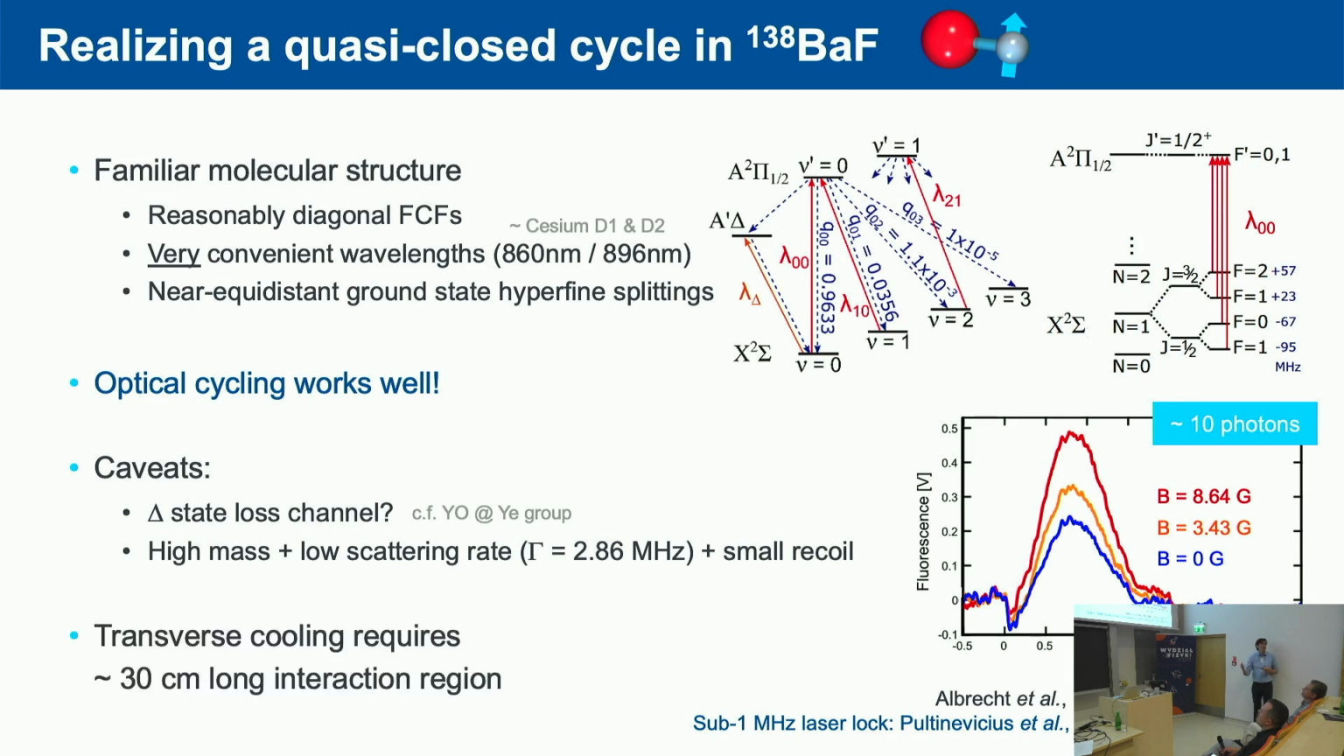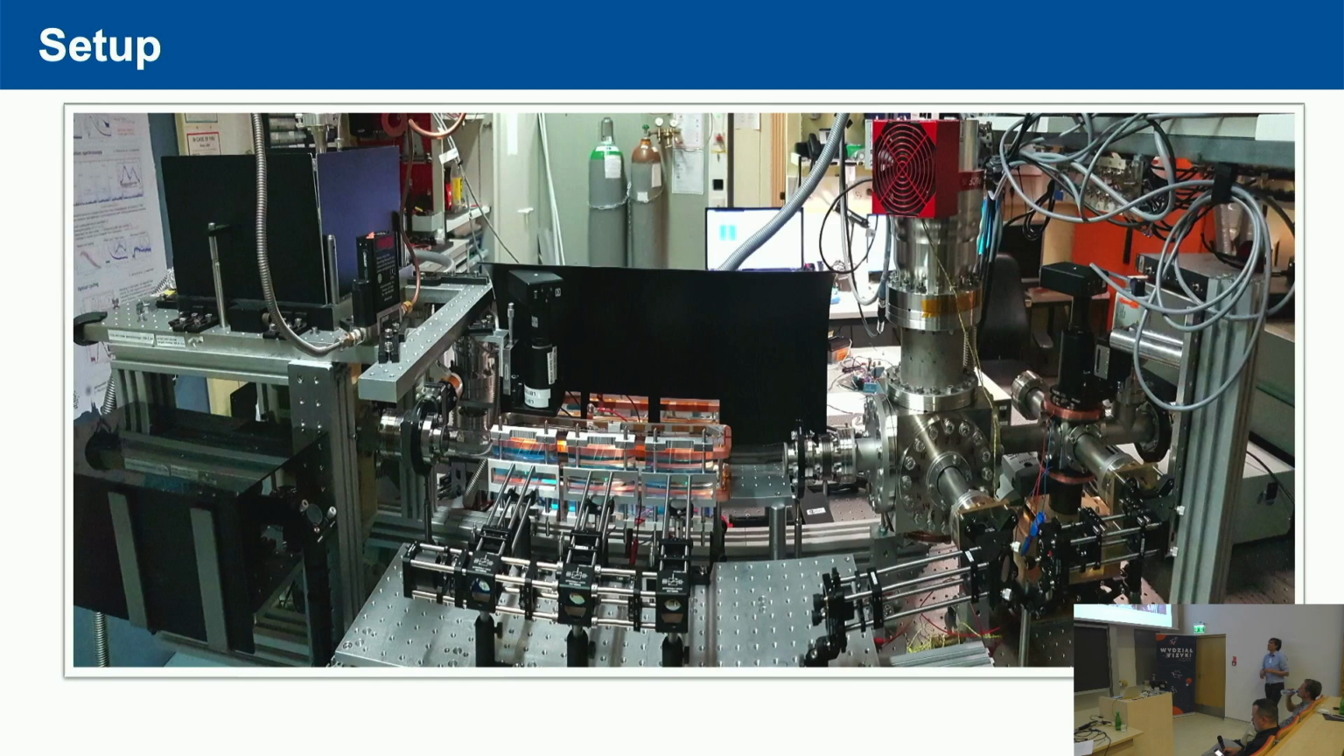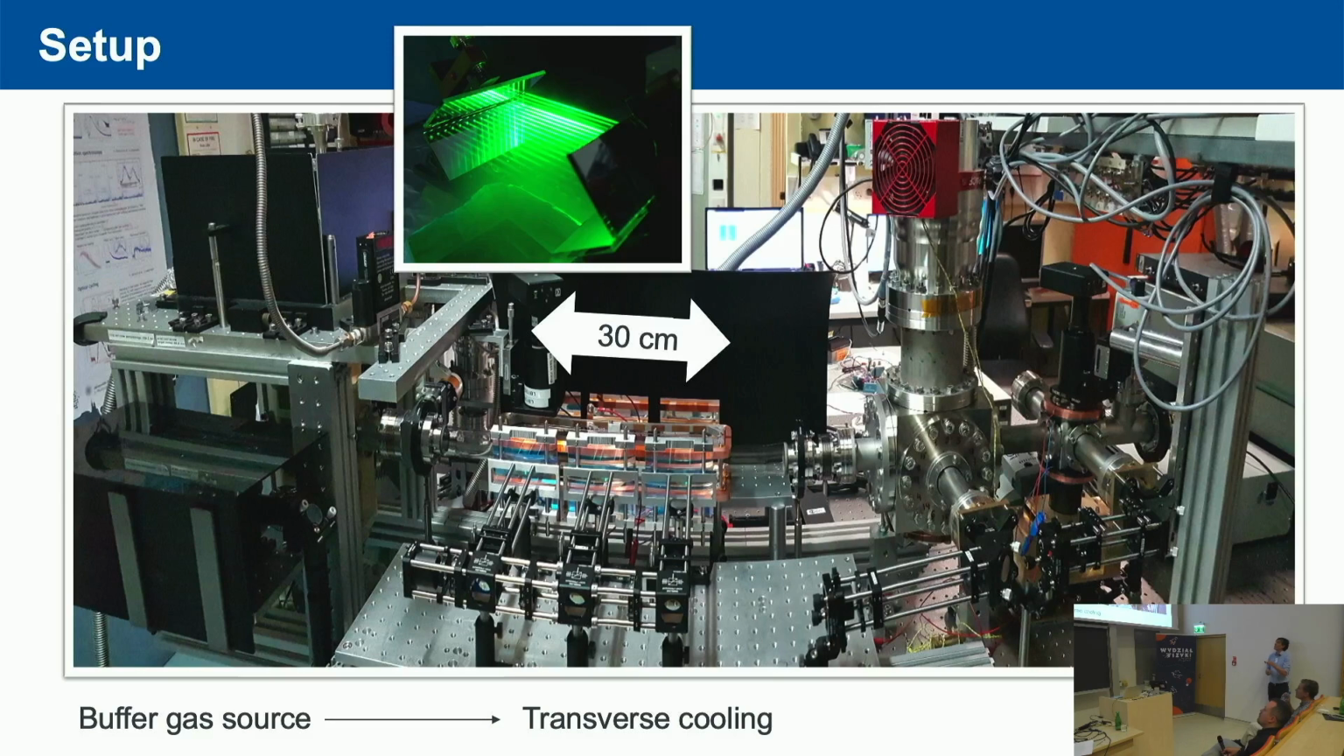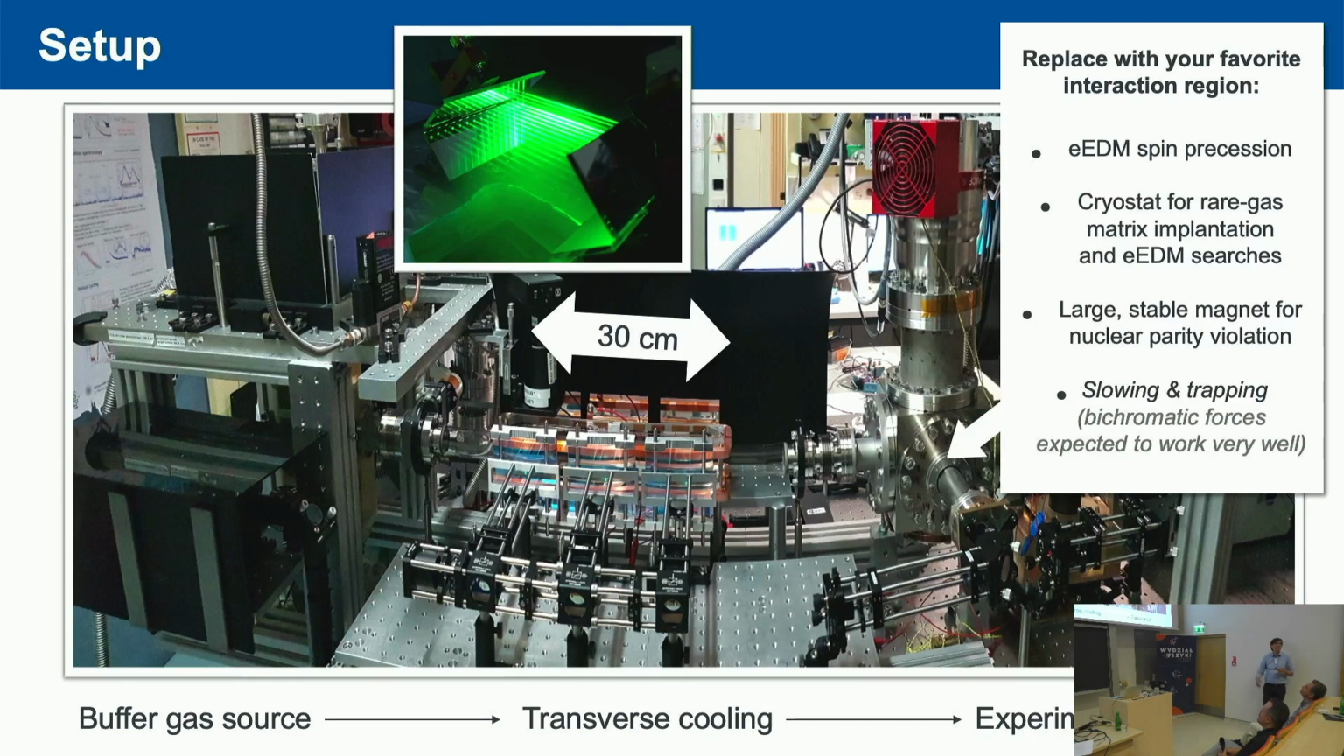And so if you put in the numbers, it turns out just for transverse cooling, you need about a 30 centimeter region. So this is what we had to build. So here's the experiment with the buffer gas source on the left. And then there's this region here, which is 30 centimeters long indeed, where we bounce back and forth laser beams to realize laser cooling. And then in the end, here there's room for experiments, which I'm not going to talk about, but of course you can imagine your favorite precision measurement interaction region here. Turns out, even though this molecule is very heavy, there's also prospects for slowing it down using more sophisticated slowing techniques. But again, this is something for the future.